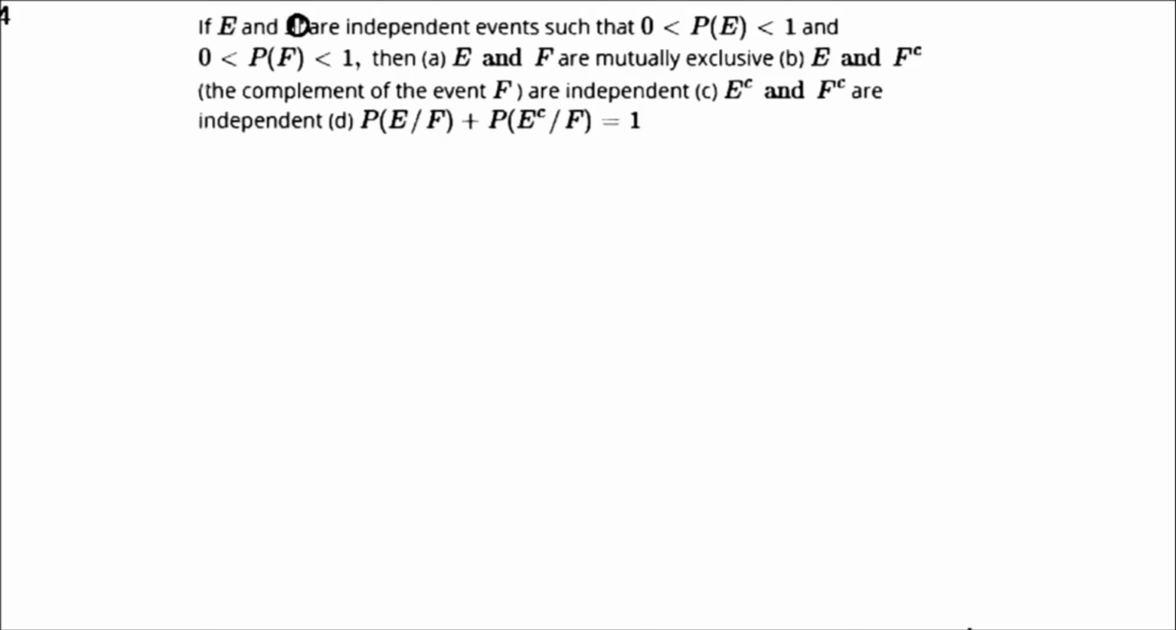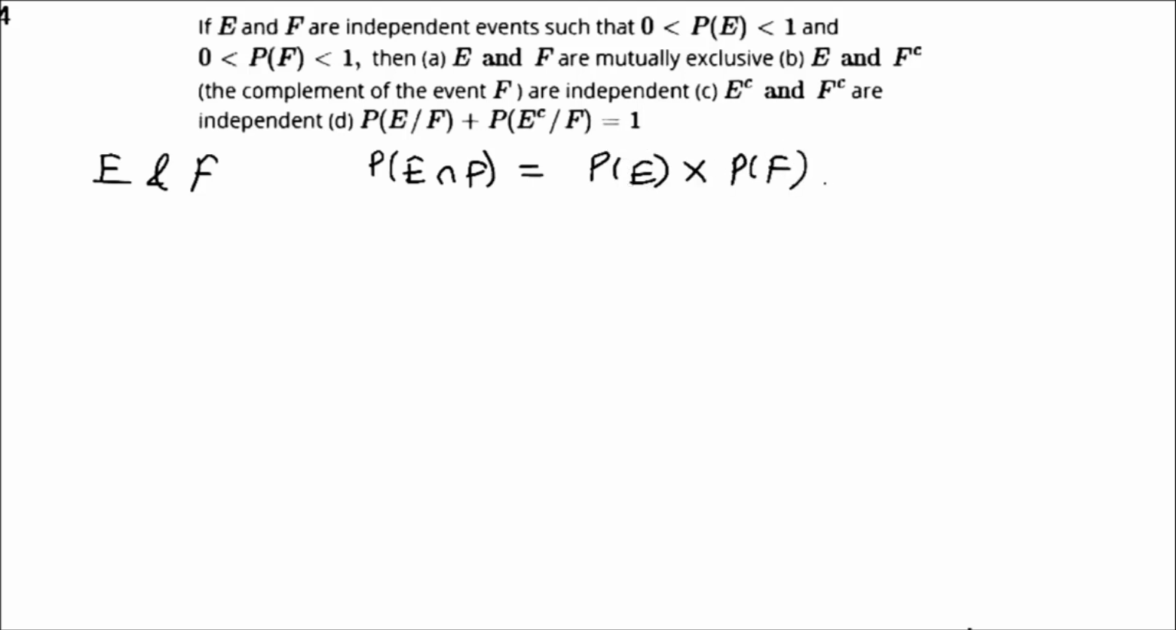The question is, if E and F are independent events such that the probability of E lies between 0 and 1 and the probability of F lies between 0 and 1, then we have to check which one of the options is correct. So it is given that E and F are independent events. According to the independent event property, the probability of E intersection F is equal to the probability of E times the probability of F. This is the definition of independent events.